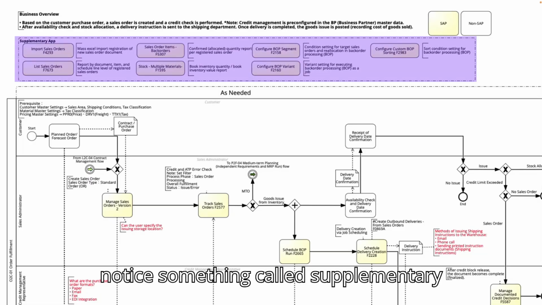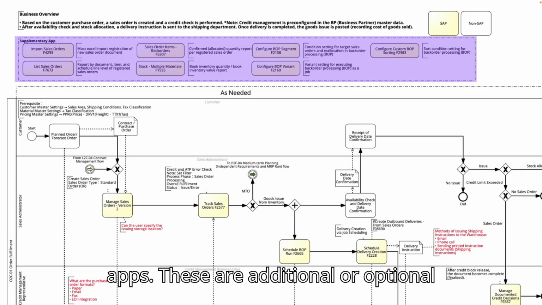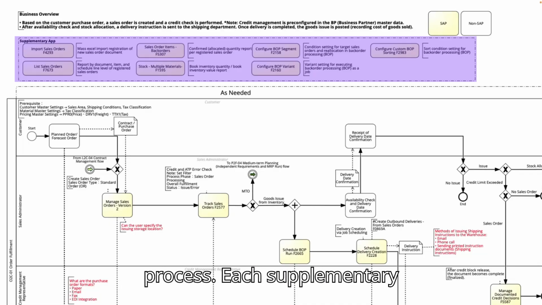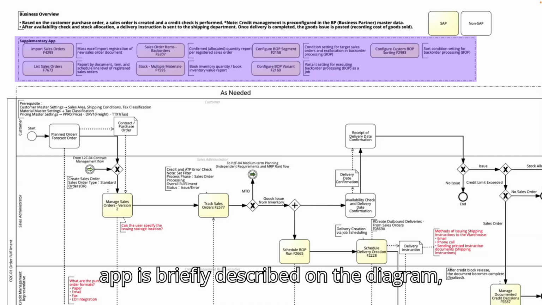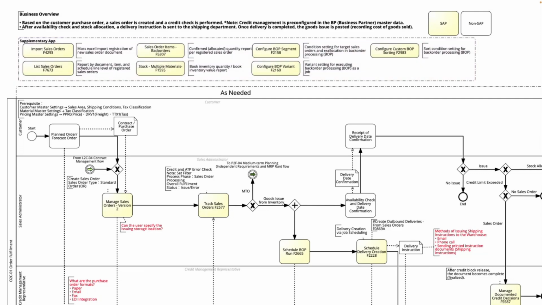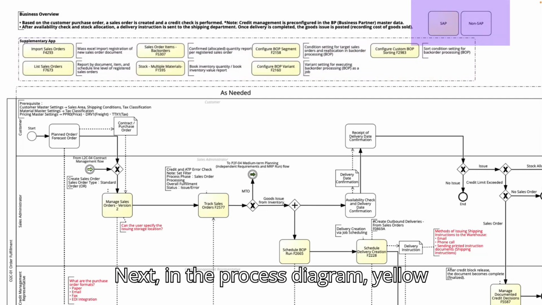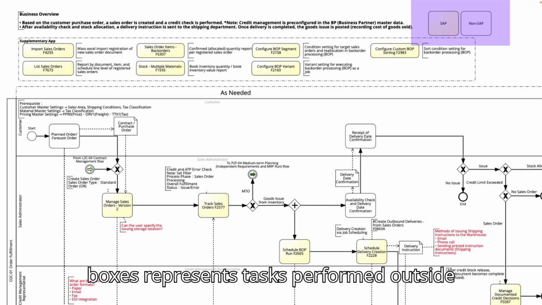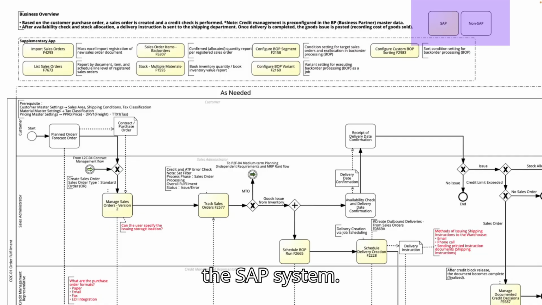First, you'll notice something called supplementary apps. These are additional or optional SAP apps that can be used alongside this process. Each supplementary app is briefly described on the diagram, so if you ever need to perform these extra actions, you can refer to them here. Next, in the process diagram, yellow boxes represent SAP apps, while white boxes represent tasks performed outside the SAP system.